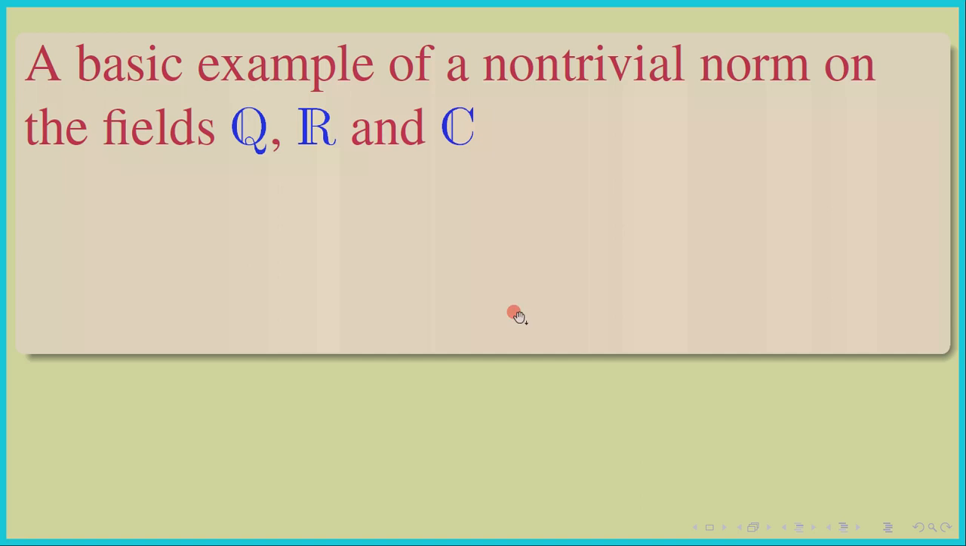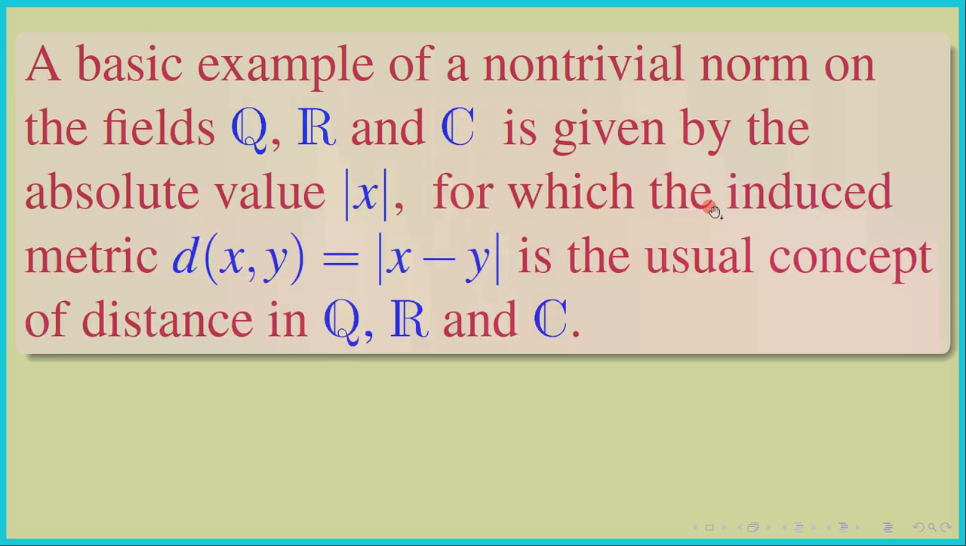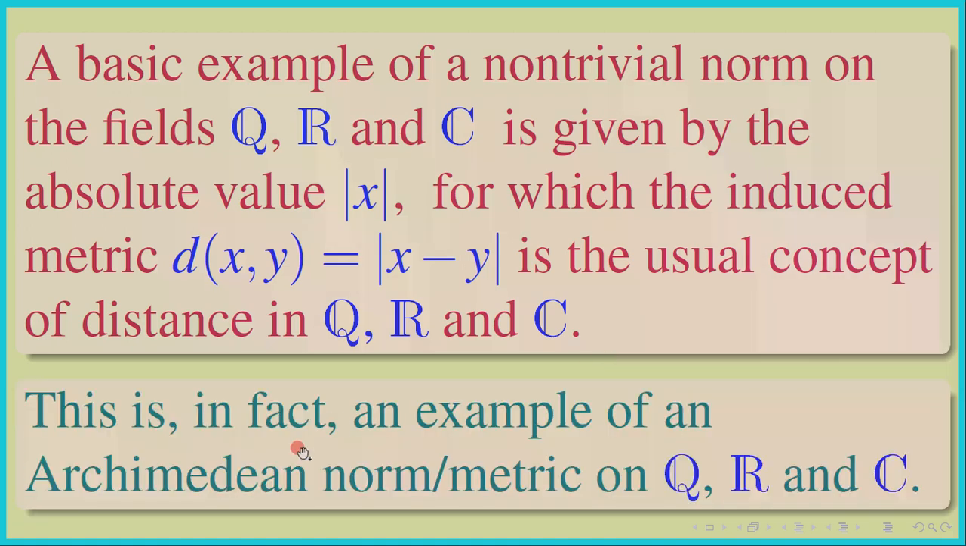A basic example of a non-trivial norm on the fields Q, R and C is given by the absolute value of x, for which the induced metric is the usual concept of distance in rationals, reals and complex numbers. This is in fact an example of an Archimedean norm or metric on Q, R and C.